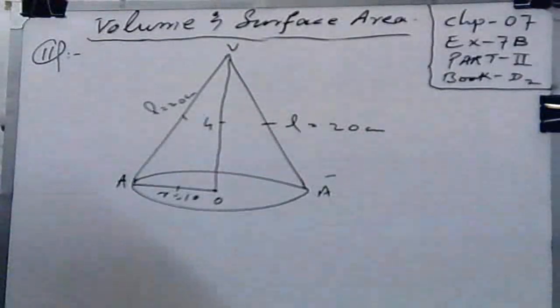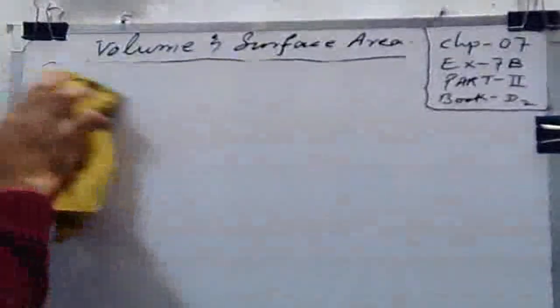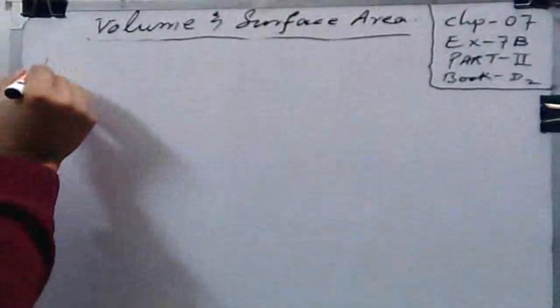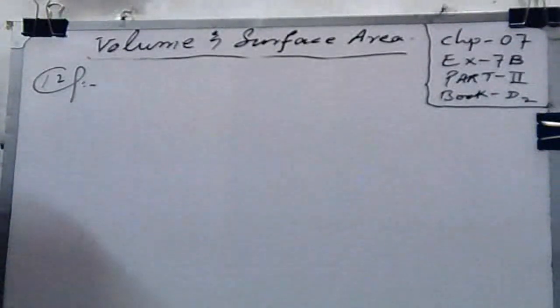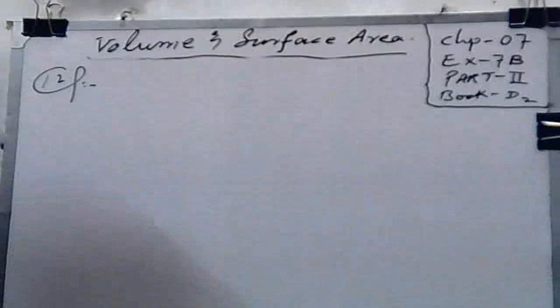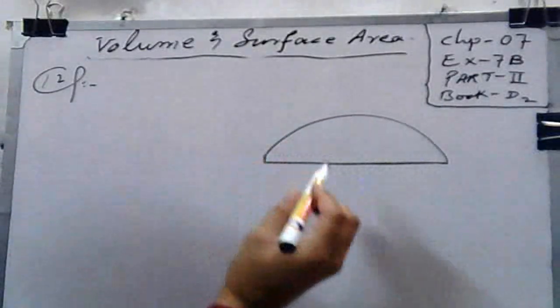So coming to question number 12, only in question number 11 we have to draw this diagram. In question number 12, the semicircle shown is folded to form a right circular cone so that PQ becomes the circumference of the base. Find the diameter of the base. First we are given a figure, so we have to note this. That is your given figure like this.